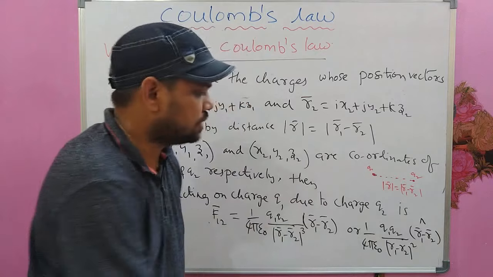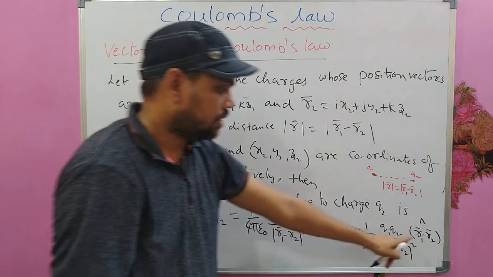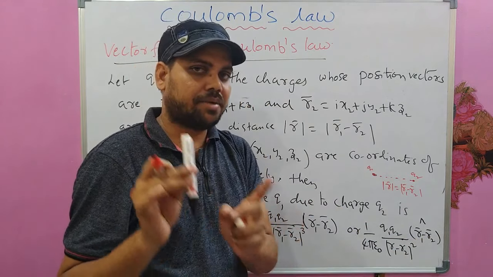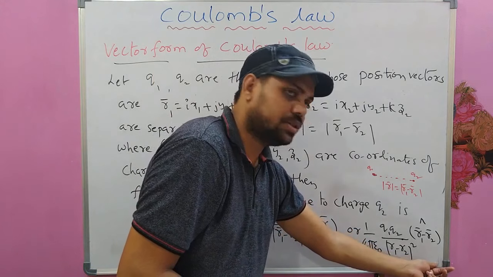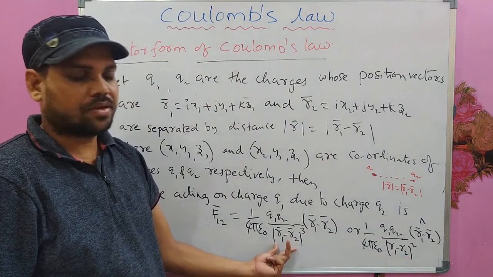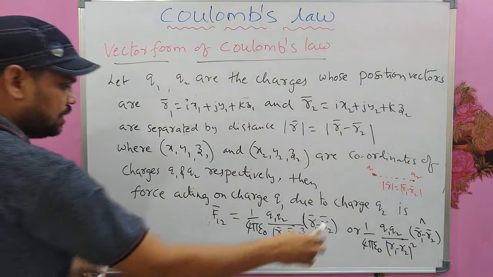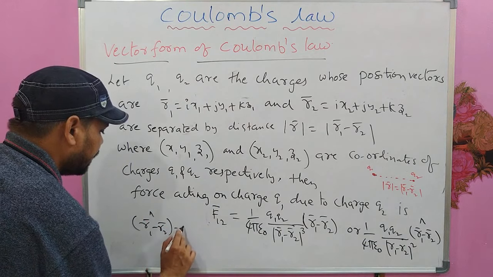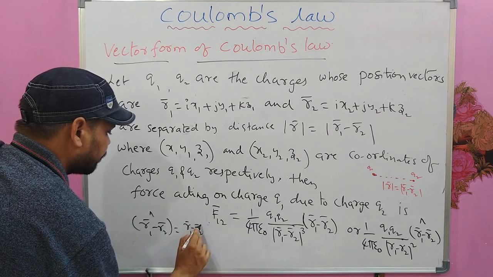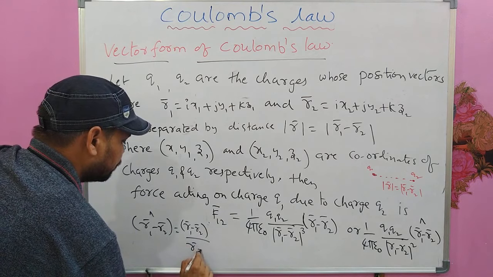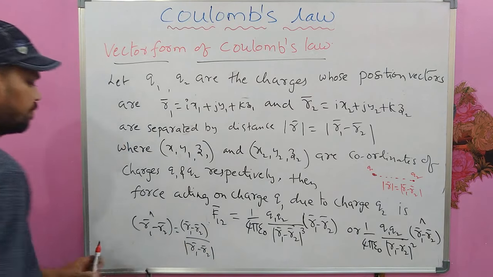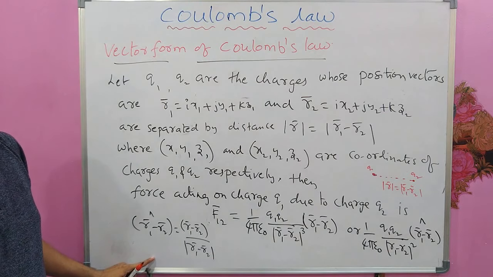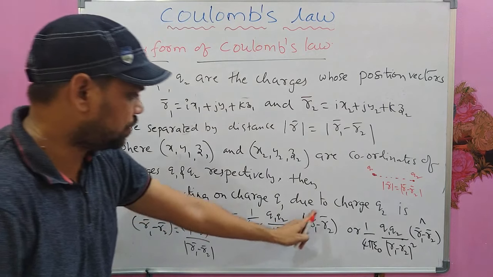This is the same as this because the unit vector is nothing but R1 bar minus R2 bar by the modulus of R1 bar minus R2 bar, so that into this will give you the cube. If you substitute this here, you will get the force acting on charge Q1 due to charge Q2.